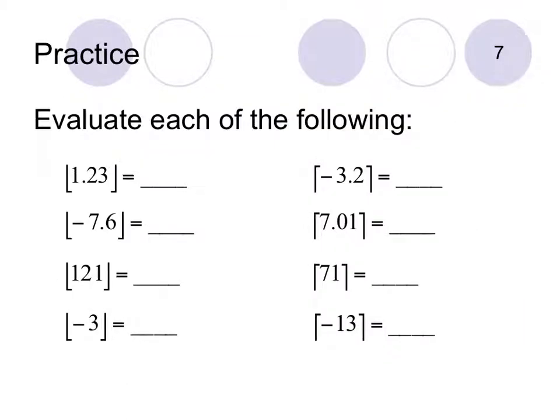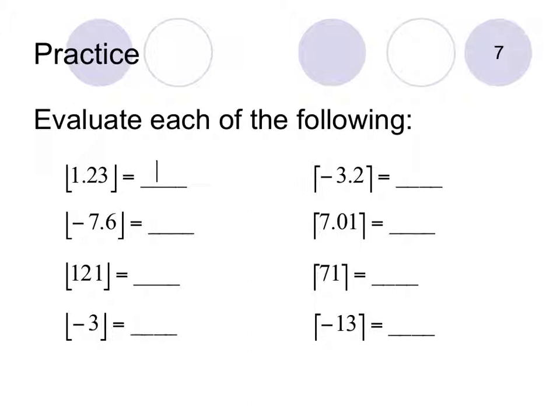So here are a few problems to practice. You can take a second if you want to read the examples in the book. Just make sure you understand the definitions, and then pause the video and see if you can answer these. So the floor of 1.23 is the greatest integer that's less than or equal to 1.23, so that would be the number 1.